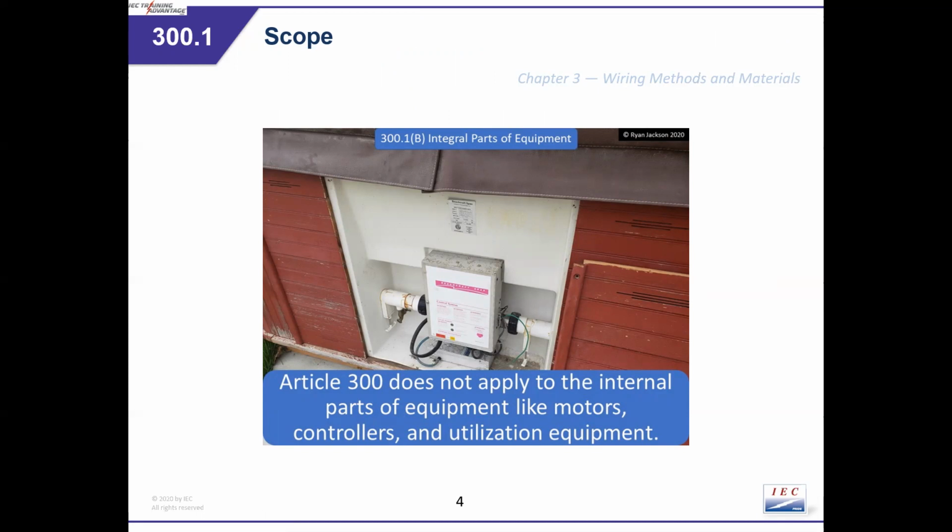So here's what's funny. 300.1, the scope. The article does not apply to the internal parts of equipment like motors, controllers, or utilization equipment. So when we're talking about these wiring methods and materials, it is not applicable to something that is pre-built, something that comes pre-wired. It's only talking about the wiring methods between the two points.